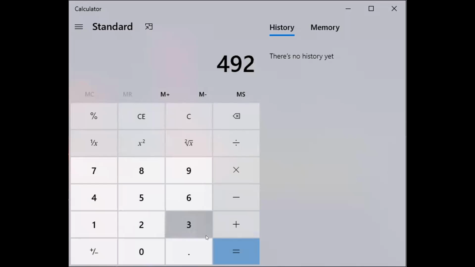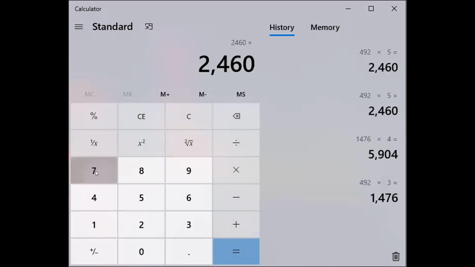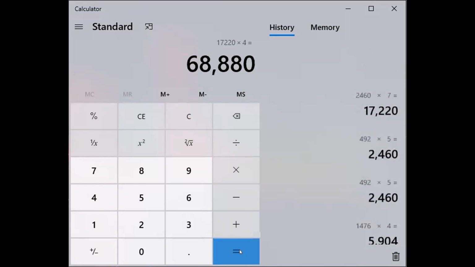So $492 times 3 days a week, times 4 weeks, that's about $5 grand a month. That's not bad. But imagine if I did something like that, 492 times 5 days, times 4 weeks. That would be 68 grand. Wow, wow, wow. So if I could do that consistently, that's the type of money I would be making.